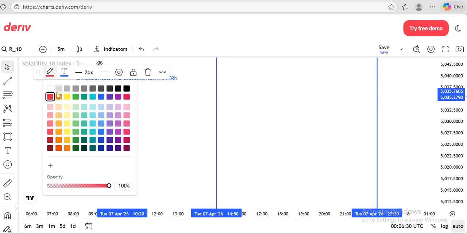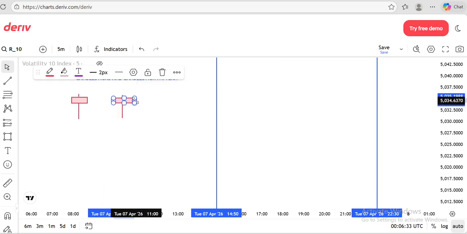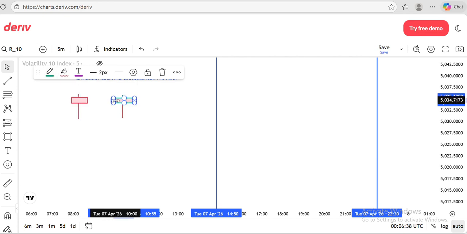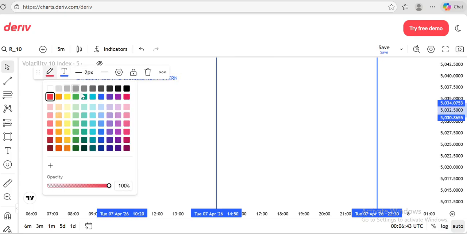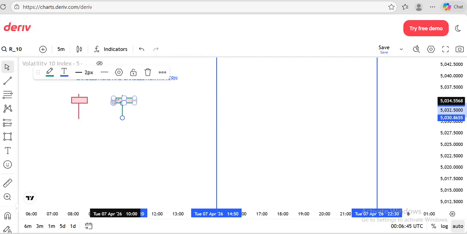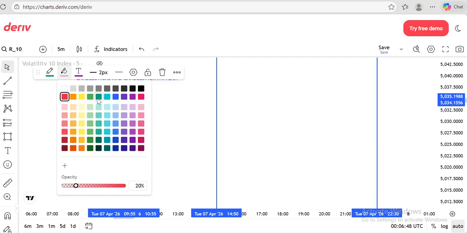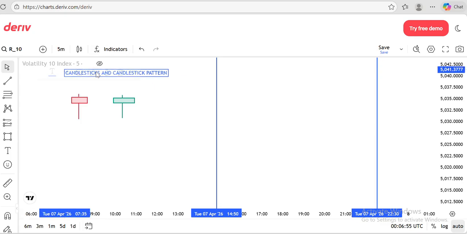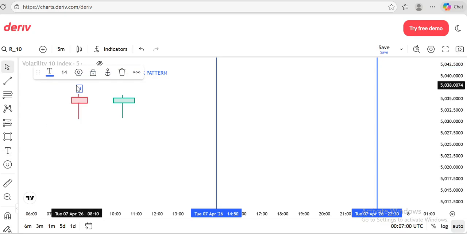Let's change the colors to green. Everything to green. So now, this is called the hammer, or pin bar.